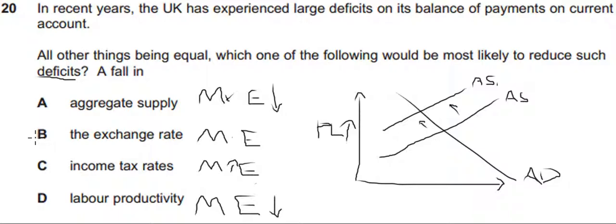So our answer must be B, because if the exchange rate falls, there's a depreciation in the value of the pound and our goods become cheaper to foreign countries, and therefore more people from foreign countries will be purchasing our goods as they are cheaper. So our exports will increase, and therefore the deficit is likely to be reduced. But that is only if all of the things are equal. So our answer is B.